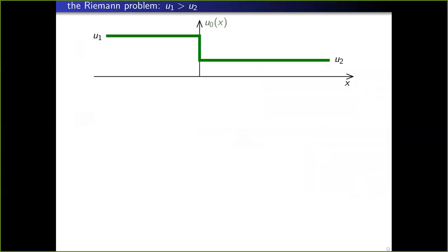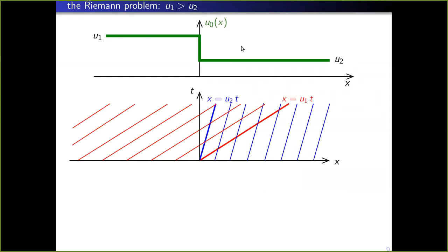Now, let's go back to the Riemann problem for the Hopf equation, remember? And we now take a situation where u naught is larger than u2, okay? Previously, it was the opposite. Let's show the characteristics. So here, the slopes are 1 over u1. u1 is large, a small slope. And here the slopes are, in the blue region, 1 over u2. u2 is small, large slope. And these are the two limiting cases.